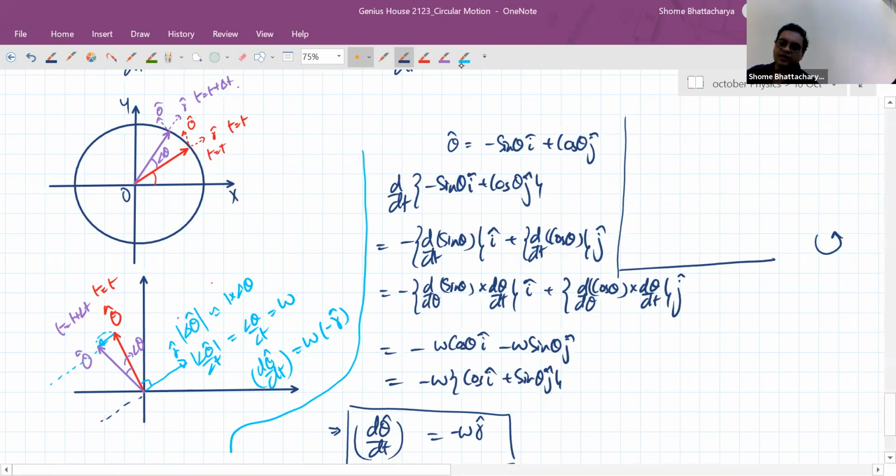See this blue colored arrow over here. This is the change in theta cap. This is your delta theta cap. So what is its direction? Its direction is more or less perpendicular to this red colored line, but opposite to the direction of r cap.